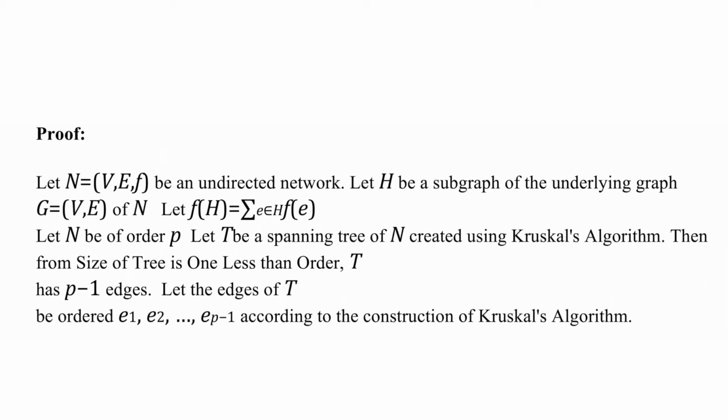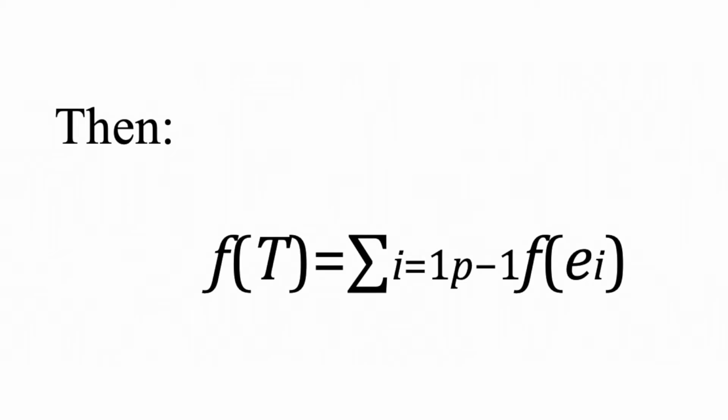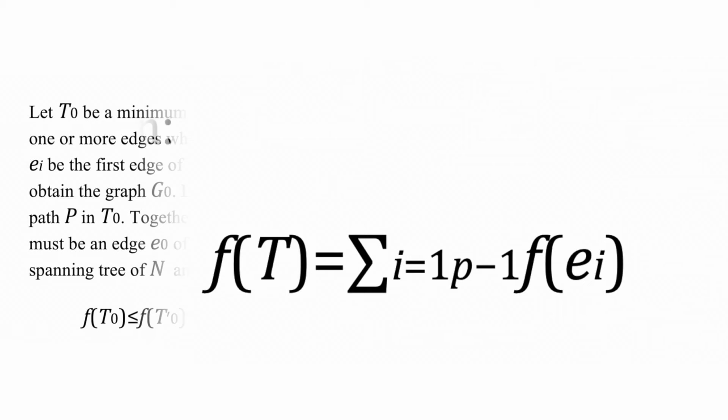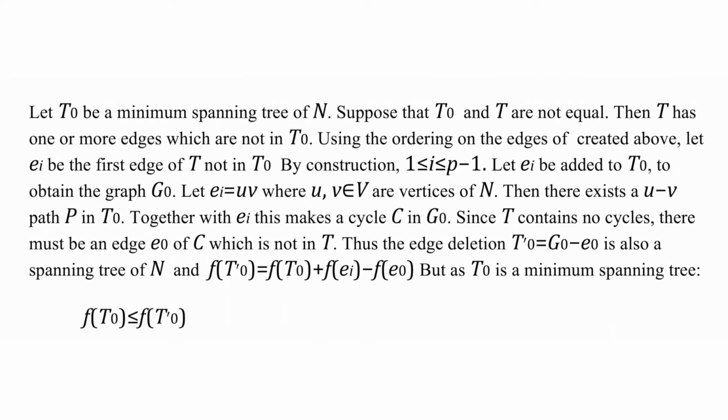Since the size of a tree is 1 less than the order, T has p minus 1 edges. Let the edges of T be ordered as e1, e2 and so on up to e_{p-1} according to the construction of Kruskal's algorithm. Then f(T) is equal to the summation over i equal to 1 to p minus 1 of f(ei). Let T0 be a minimum spanning tree of N.